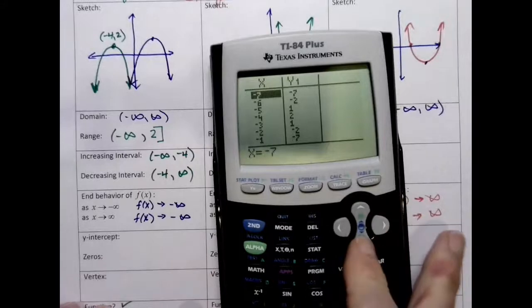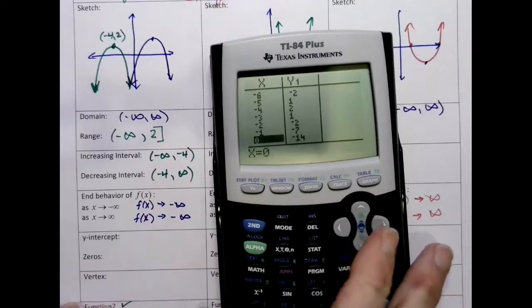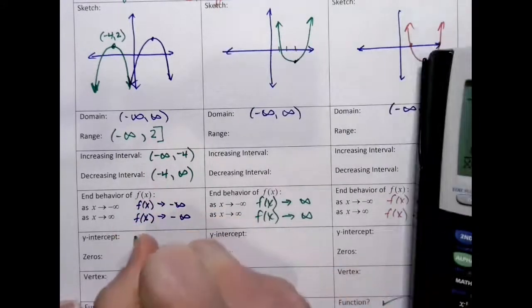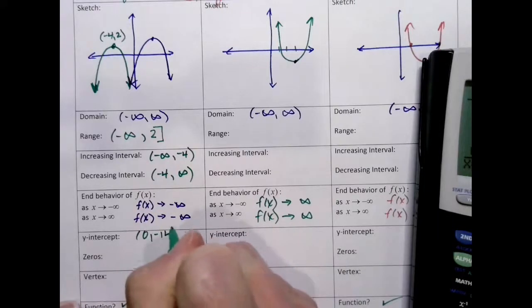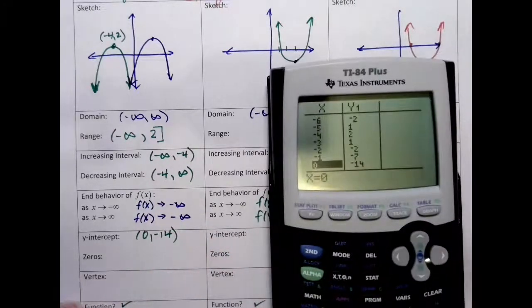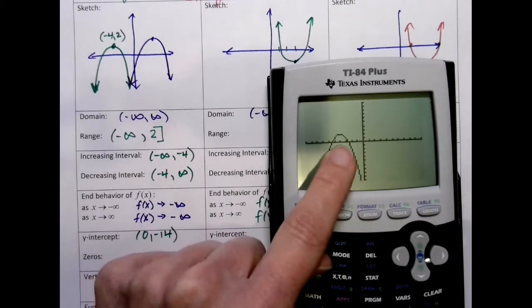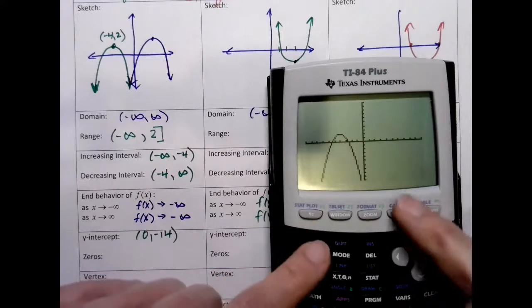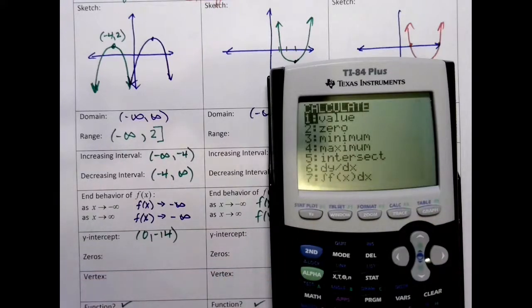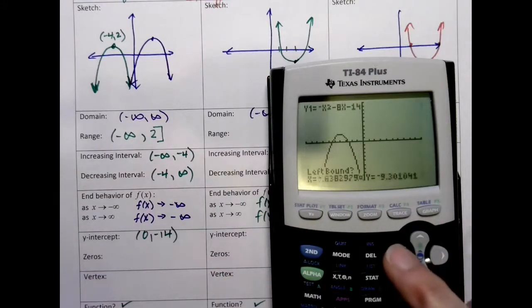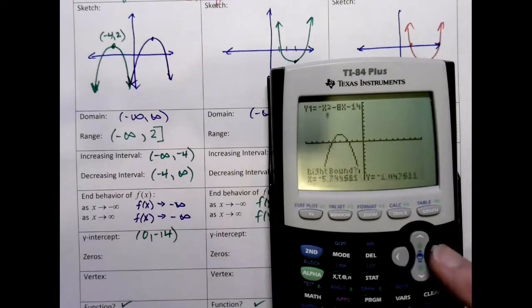My y-intercept is when 0 goes in, so that's going to be negative 14. And my zeros for this graph do not look like they're right on. So in Desmos, you can go ahead and just click on those and find those values. It takes me longer with the graphing calculator because I need to put my cursor to the left and to the right.